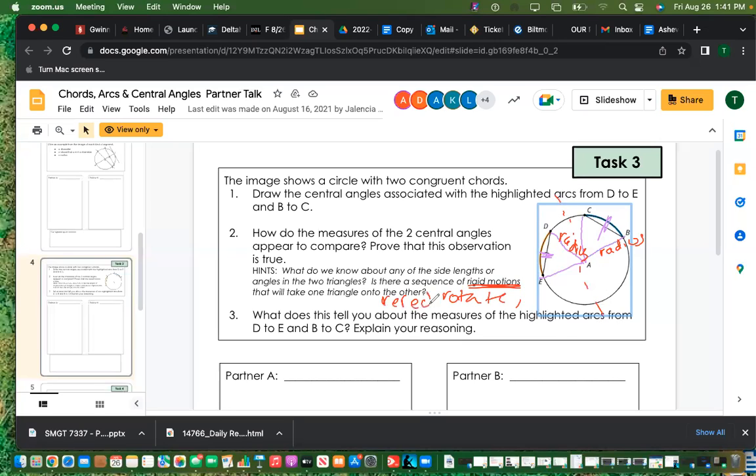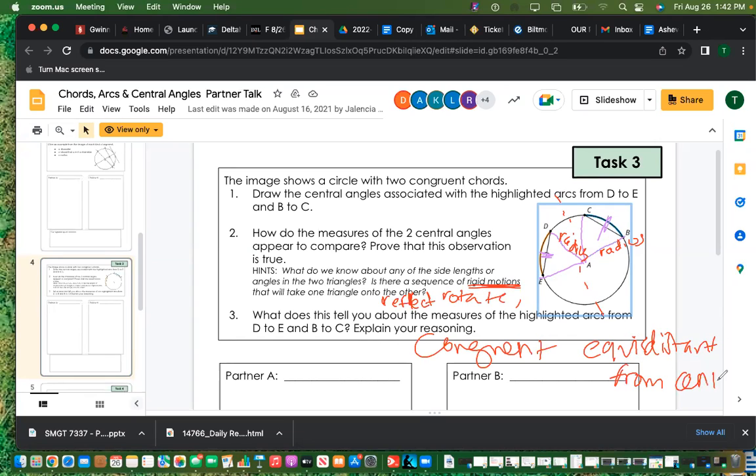Can you move it? Yeah, sure. Reflect. What does this tell you about the measure of the highlighted arcs from D to E and B to C? They're congruent, because they're equidistant from the center.